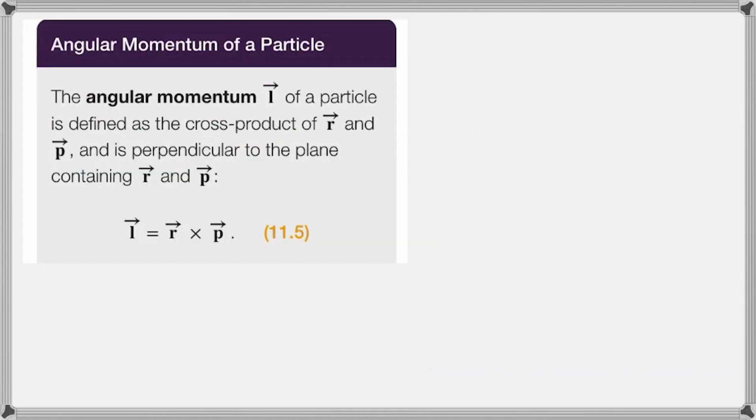That takes us to the second one. Now, in the second one, I want to talk about angular momentum. Angular momentum, L, is the cross product of R and P.